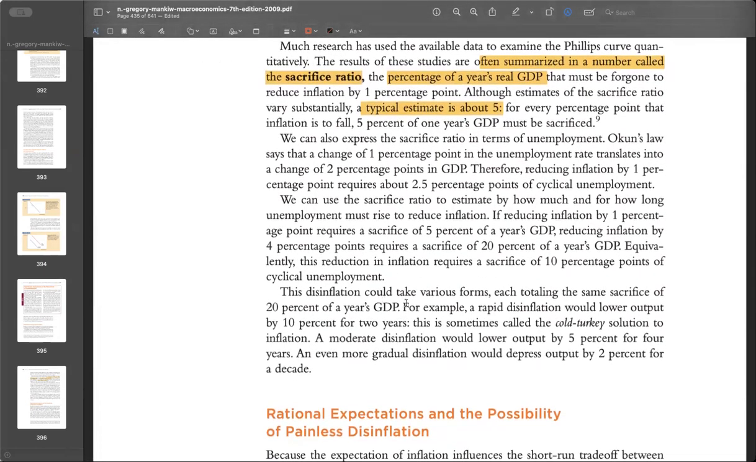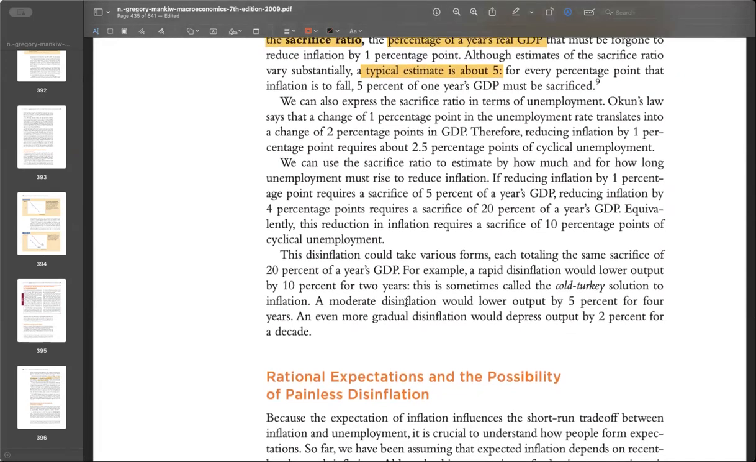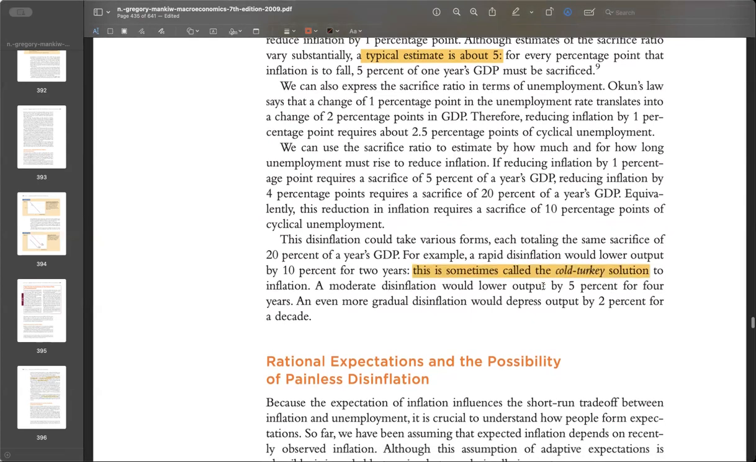So this disinflation could take various forms, each totaling the same sacrifice of, say, 20% of a year's GDP in this particular example. So, for example, a rapid disinflation would lower output by 10% per 2 years. And this is sometimes called the cold turkey solution. So a very quick disinflation.